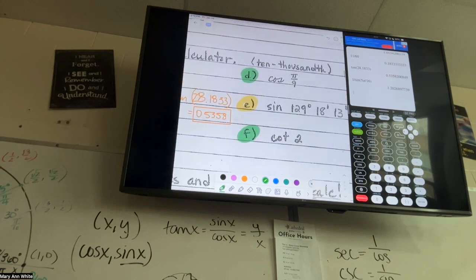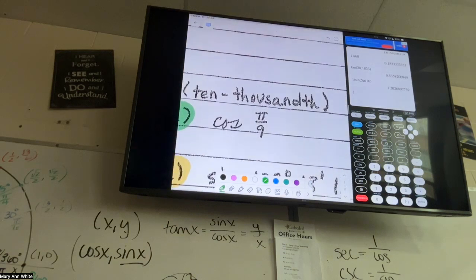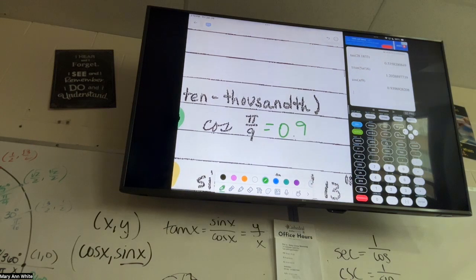Okay. Letter D says cosine of pi over 9. Do I need to be in the same mode of radians or do I need to change it? We're still in radians. And if you need to check, just hit mode. Okay, I'm still in radians. We're good. Cosine of pi over 9. I'm just going to literally press cosine pi over 9. So cosine pi divided by 9. I have nothing to write here because I didn't do anything other than what it literally told me to do. So 0.9397.